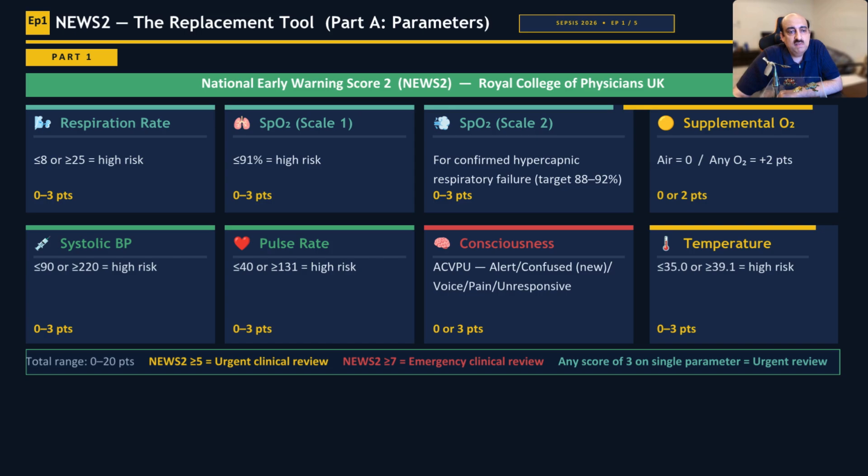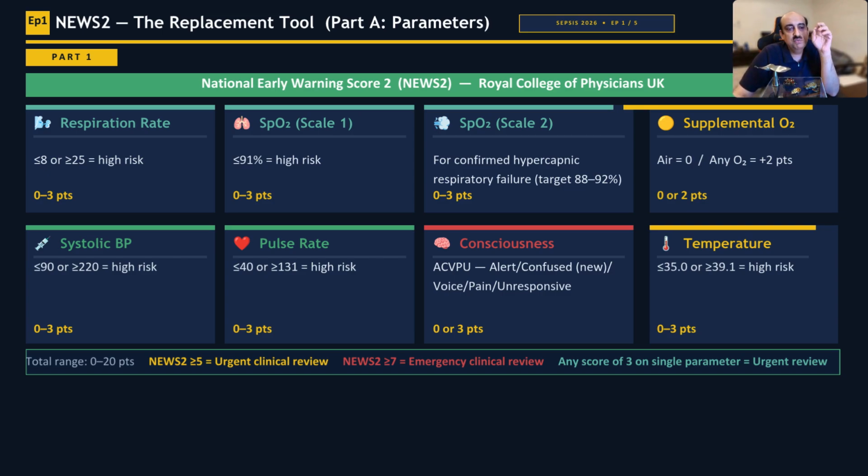So basically you have 7 parameters but 8 cards. Why? Because oxygen saturation SpO2 has 2 scales. The key points are that there are 7 physiological parameters versus qSOFA's 3. That's why qSOFA was binary, it was dichotomous. We have discussed this previously, and hence better sensitivity for NEWS2 as compared to qSOFA. That's why in this situation you can think of NEWS2 as our gold standard.